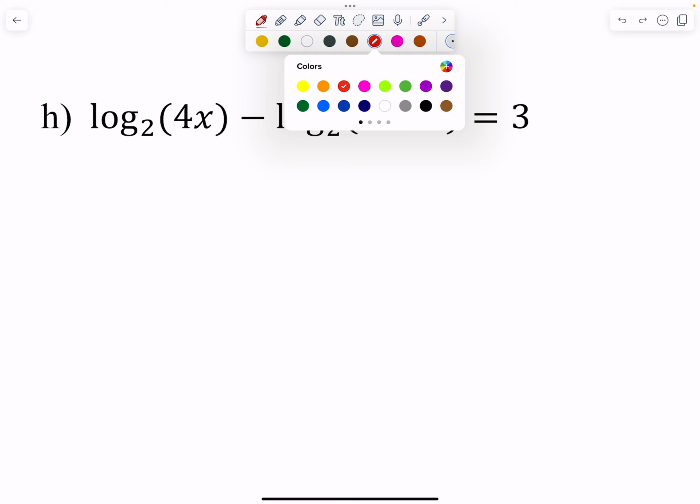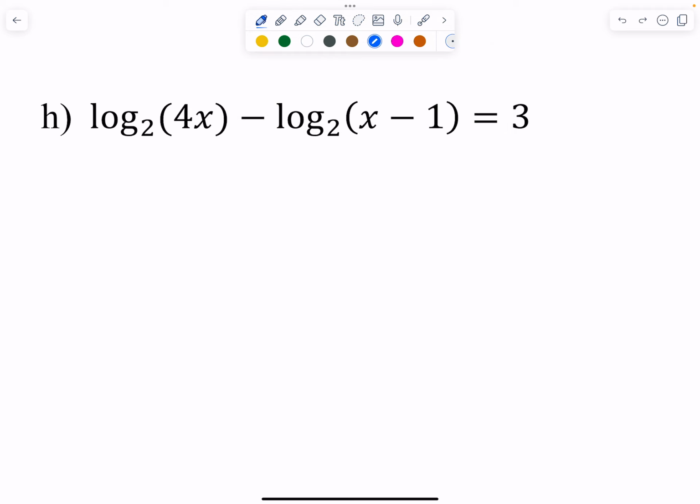What color should we use here? We'll use blue. Before we apply any properties, and there are some different perspectives we could use, I like to go back to the definition, and I would be thinking, okay, this is an equation in log form, and to get the variable out of the argument position, I would rewrite in exponential form. But before we can do that, we need to combine the logarithms on the left-hand side.